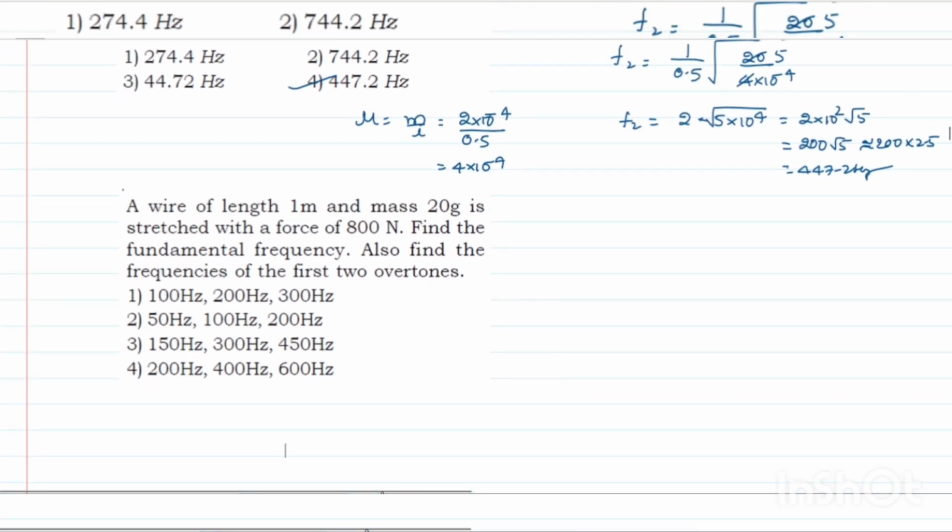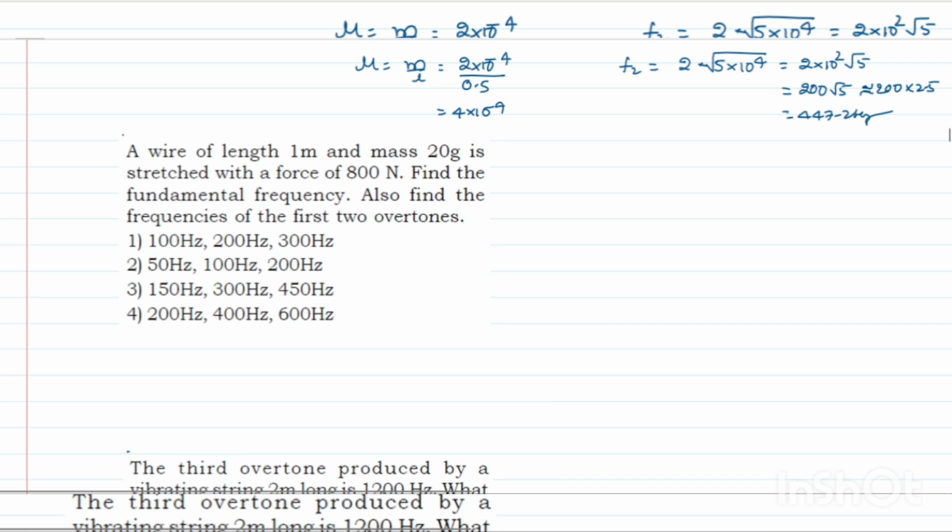Let us see the next question, students. Here a wire of length 1 meter and mass 20 gram is given, and it is stretched with a force of 800 newtons. Find the fundamental frequency and also find the frequencies of the first two overtones, they are asking, students.